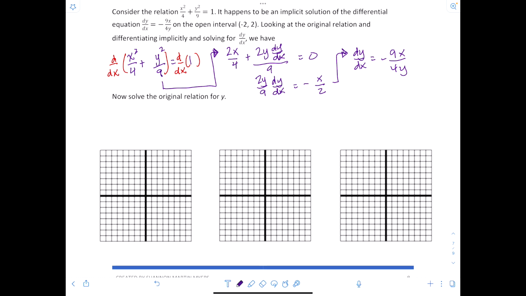Let's solve the original relation for y. So here, remember we started with x squared over 4 plus y squared over 9 is 1. So then this would give us y squared over 9 is equal to 1 minus x squared over 4, which in turn would be y squared over 9 equals 4 minus x squared all over 4, just to pretty it up a little bit.